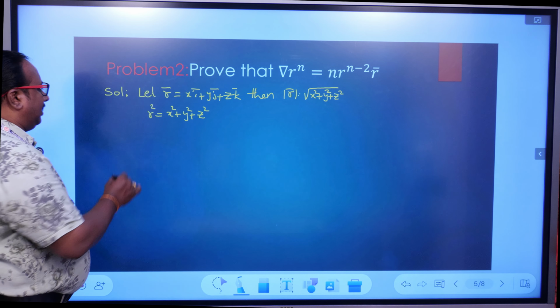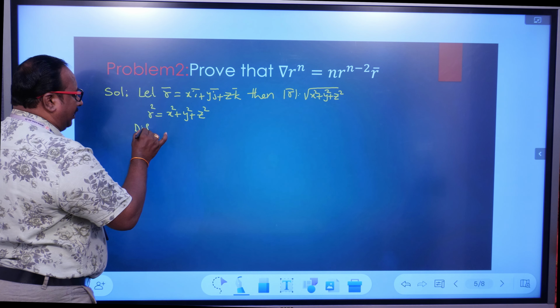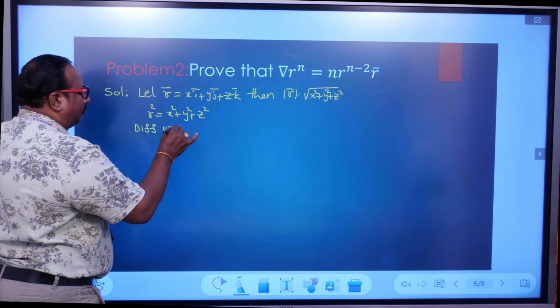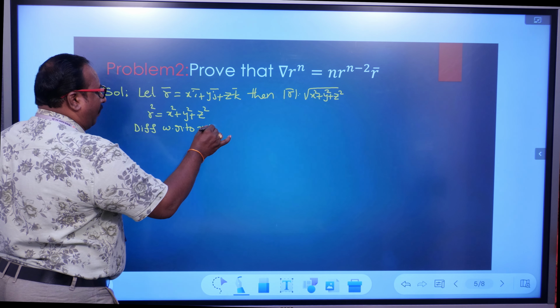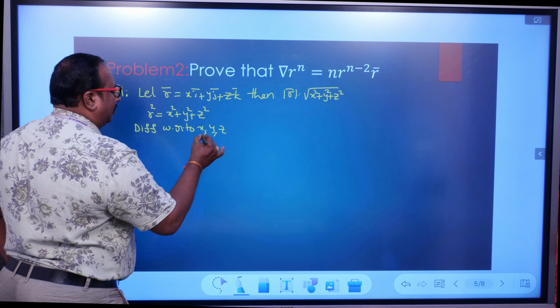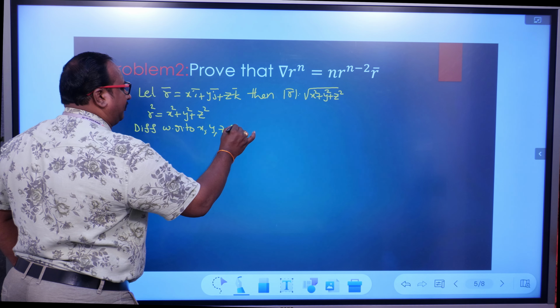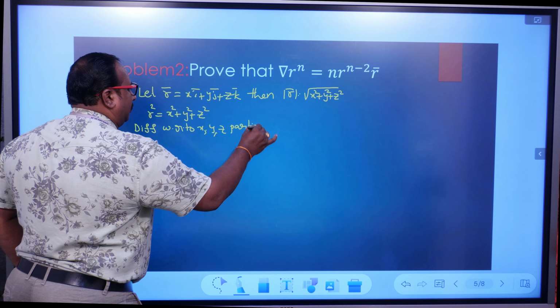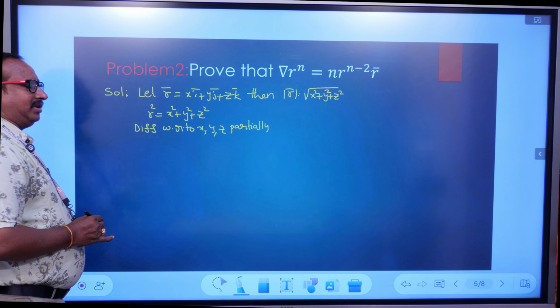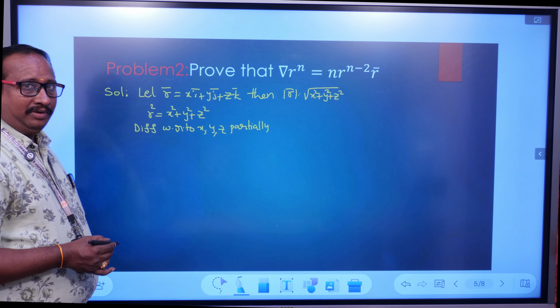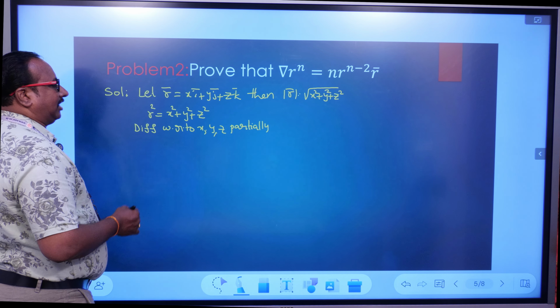Okay, now differentiating with respect to x, y, z. With respect to x, y, z partially. Okay, so we know how to differentiate partially with respect to x, with respect to y, with respect to z. So first with respect to x.